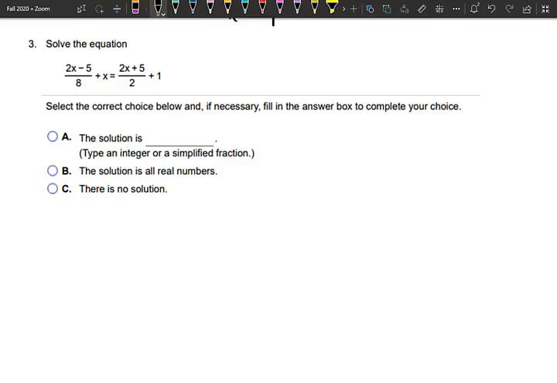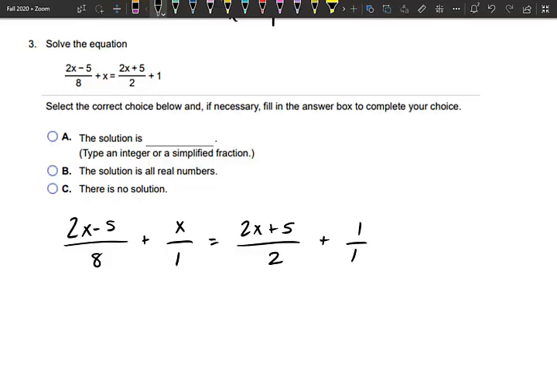Alrighty, last one. We're going to solve the equation. 2x minus 5 over 8 plus x equals 2x plus 5 over 2 plus 1. So I'm just going to bring this out. I want to make everything a fraction since we have multiple fractions here. Alright, now we need to find our common denominator. So I just multiplied the bottoms. So 8 times 1 times 2 times 1, I get 16. So that's going to be my denominator. You could use 8, or you could use 16.